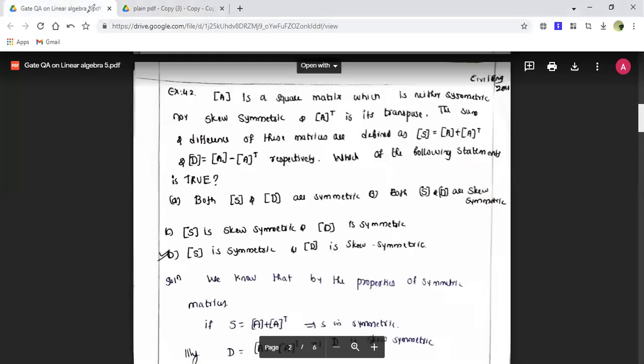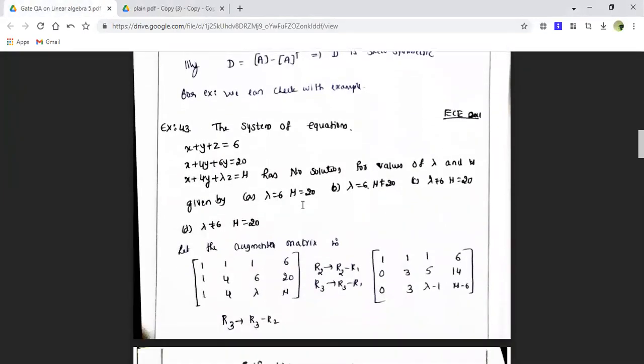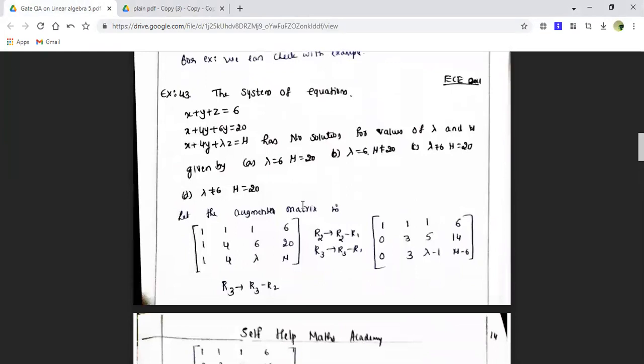If you see the next example, we can check with the example. I just showed you the example. This question appeared again in 2011.